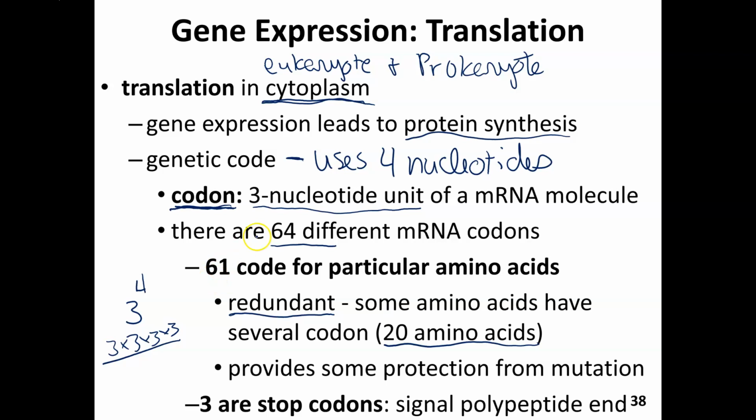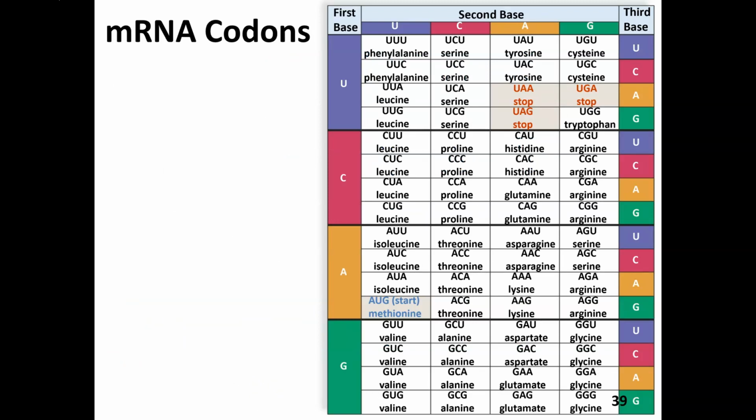And of the 64 codes, 61 of those codes code for amino acids. The other 3 code for the stopping of translation. So they're called stop codons. And so here's a codon table.